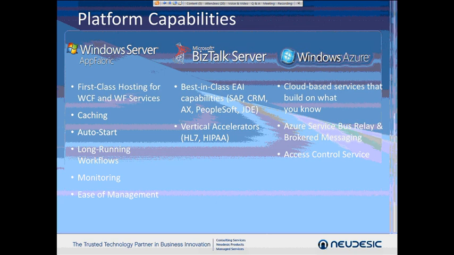And now with Windows Azure, we have an alternative hosting environment, alternative backing store and persistence mechanisms, the ability to bridge on-premise and cloud through Service Bus Relay and brokered messaging, and a very functional approach to enabling claims-based security through the Access Control Service.